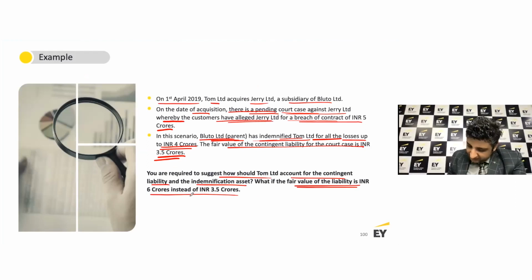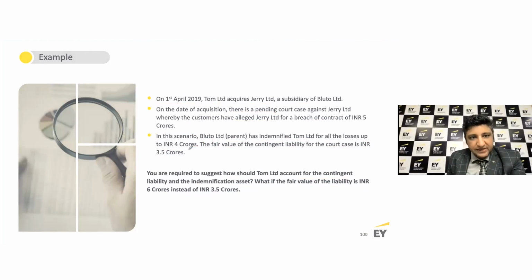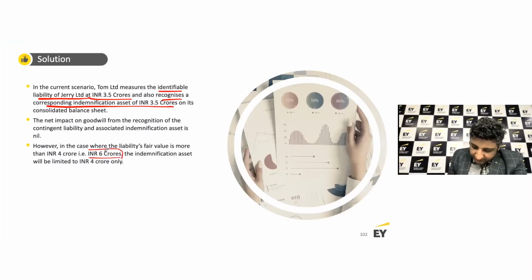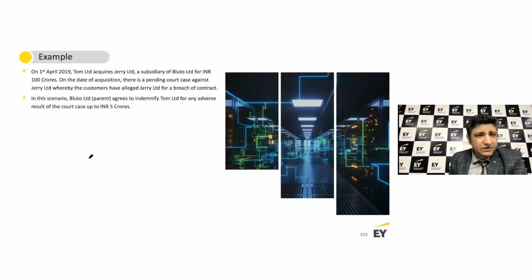But now we're also provided, what if the fair value of the liability is 6 crores and not 3.5 crores? Now you're provided also that you are only going to get an indemnification up to 4 crore rupees, which now means that in the second scenario, you would be recognizing the liability to the extent of 6 crore rupees as the same logic. But of course, the indemnification asset only to the extent of recoverable will be recognized, which is not more than 4 crore rupees there, right? That's something simply the extension of what we have discussed in the previous example as well. All right. Let's have a look at another example.